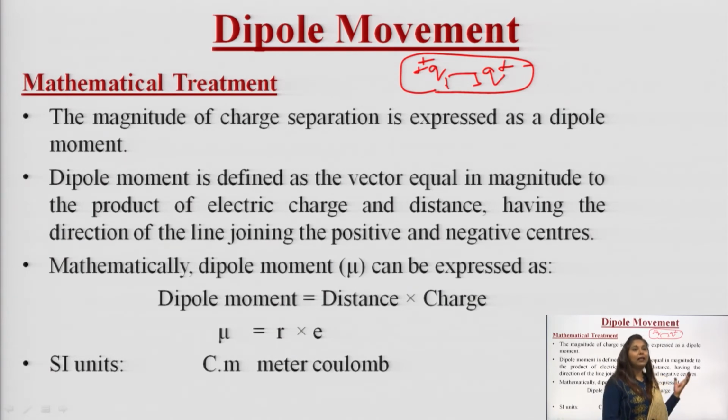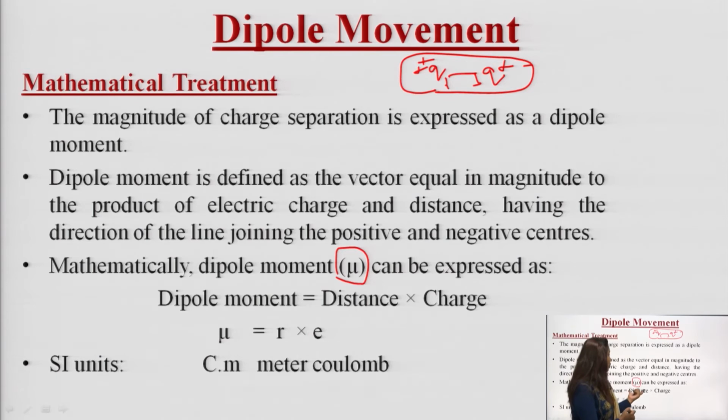Okay, mathematically we can express the dipole moment in the form of mu. Okay, dipole moment is equal to distance into the charge. Here the dipole moment is defined by mu, distance is defined by r, and the charge is by e.